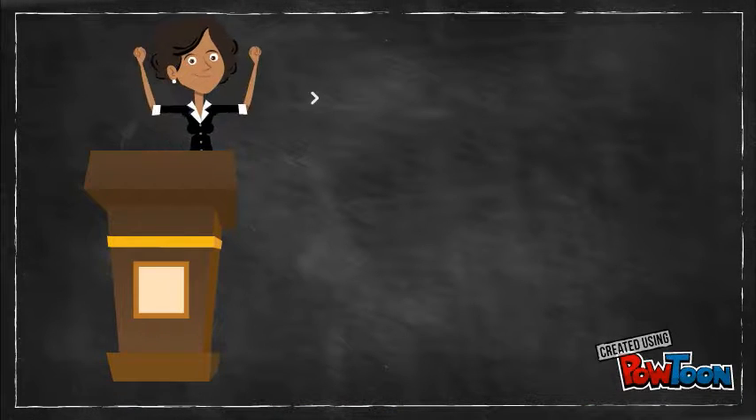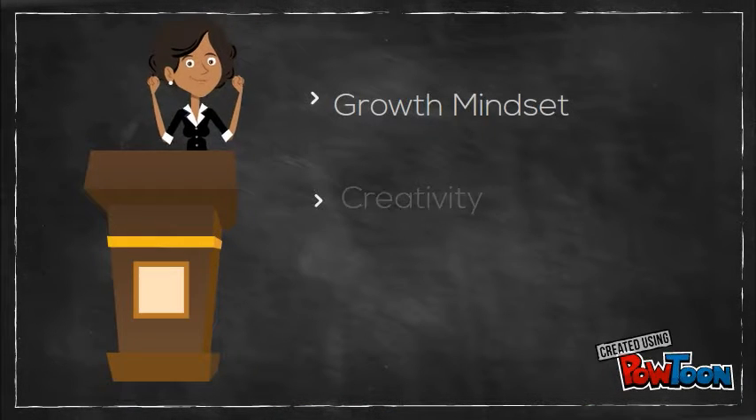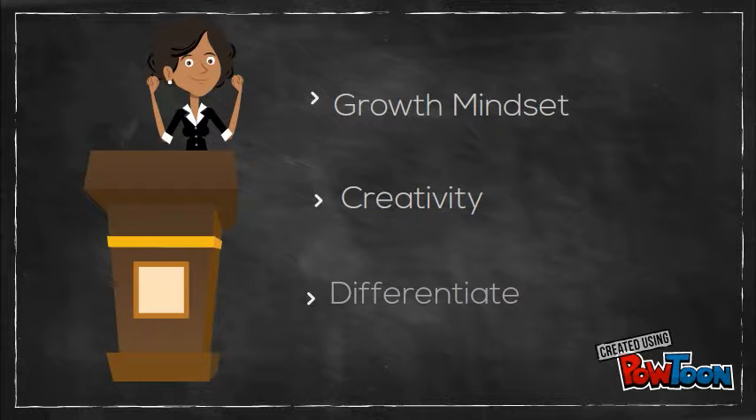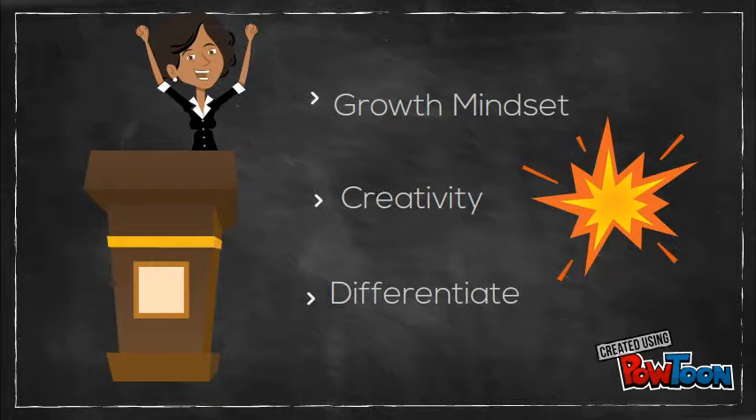So what does this look like in the classroom? You need to push for a growth mindset. You need to push creative activities, and you also need to differentiate because not everyone is as creative or thinks creatively as others.